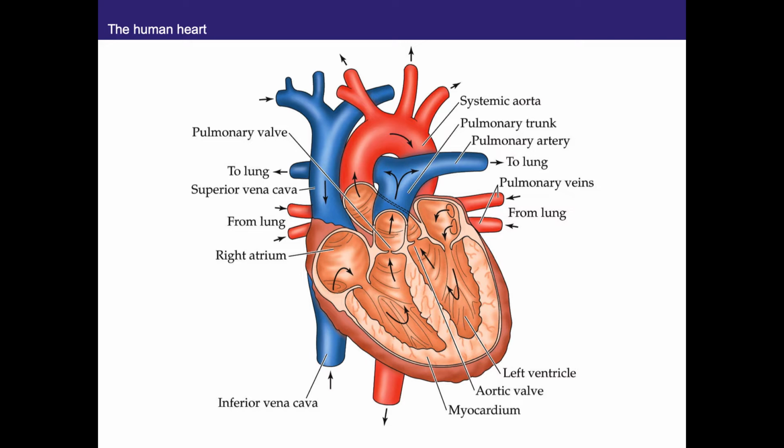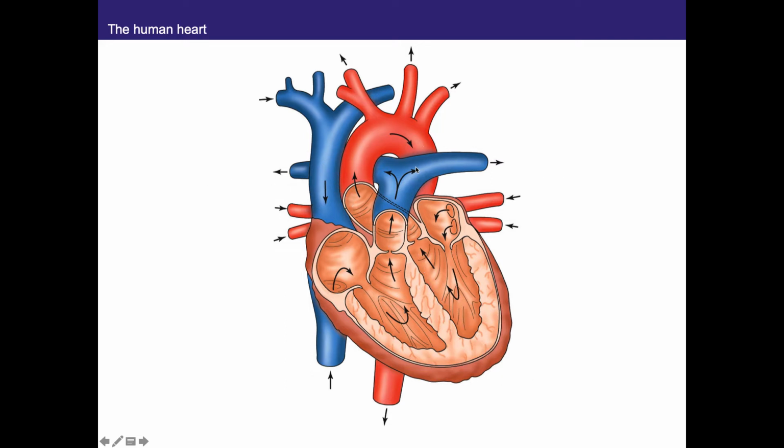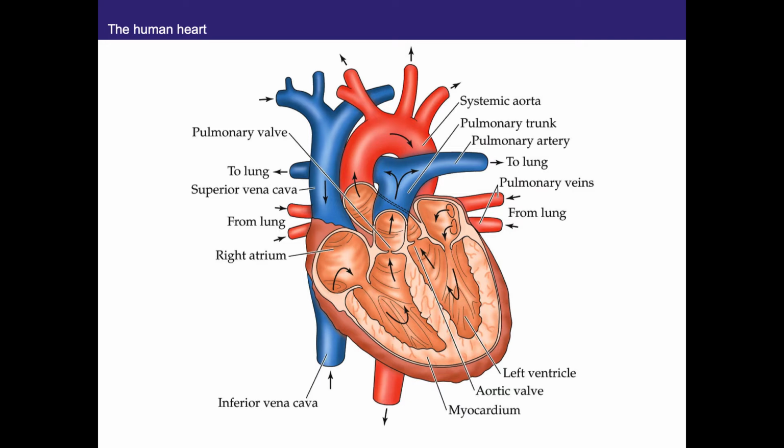So just so you know, I do want you to know the four different chambers, the four valves within the heart, and some of the major tubes, which I'll talk about in just a minute. So if I give you something that looks like this, I would want you to be able to label it, okay? All right, so let's start with the inferior and superior vena cava.